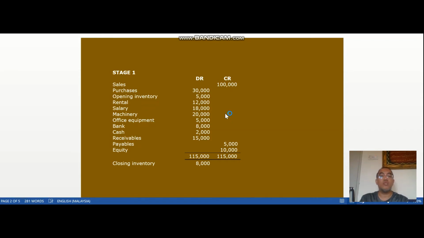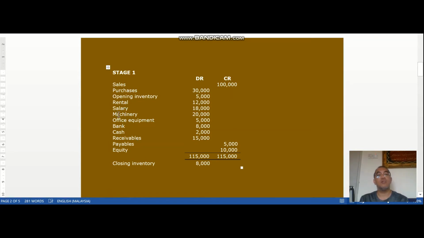Okay, starting with our sales. Sales is under SOCI or profit and loss. Purchases is under profit and loss. Opening inventory is under profit and loss. Rental is an expense item, so it should be in the profit and loss accounts. Salary is under profit and loss accounts.